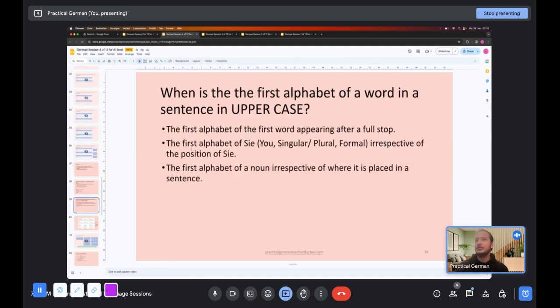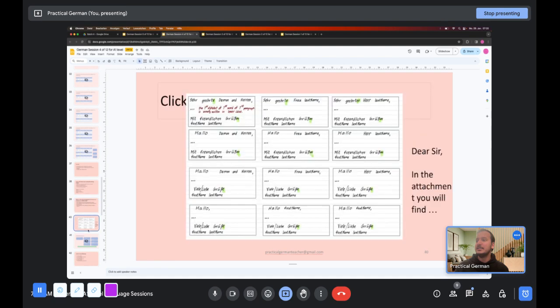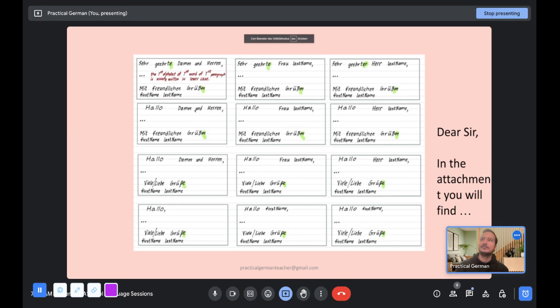Of course, the first rule is away because it's not the first word appearing after a full stop, it's appearing after a comma, so it does not apply. If it's Z, like Sie, it will be capital, or if it's a noun. Otherwise, the first alphabet of this first word will be small. Any questions to what I just said? No questions. Okay.